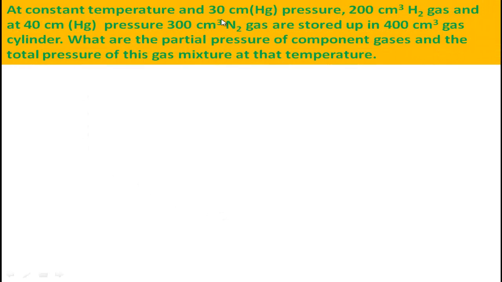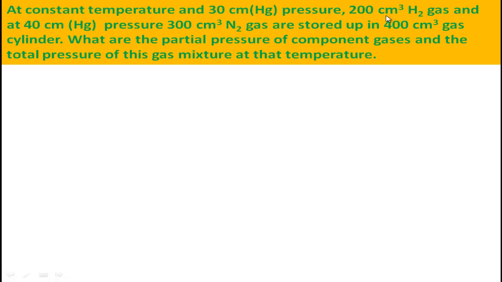Now follow the another math. At constant temperature, 200 centimeter cube hydrogen gas at 30 centimeter of mercury pressure and 300 centimeter cube nitrogen gas at 40 centimeter mercury pressure are stored in a 400 centimeter cube gas cylinder. What are the partial pressures of the component gases and the total pressure of this gas mixture at that temperature? At first you have to observe carefully which are given and which you have to determine. Follow this. Here the pressure is given in centimeter unit, and the volume in centimeter cube.